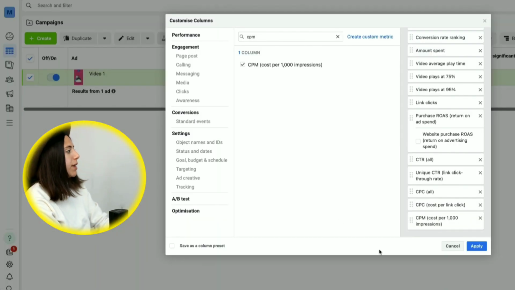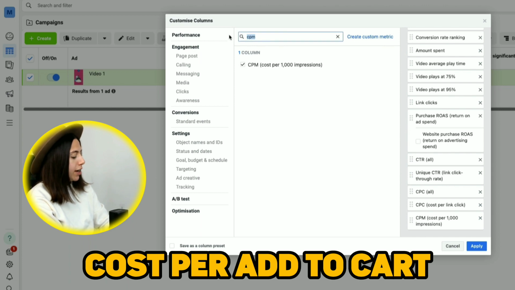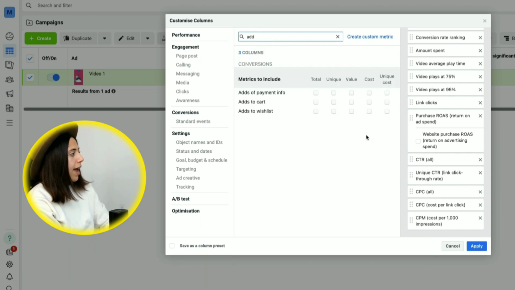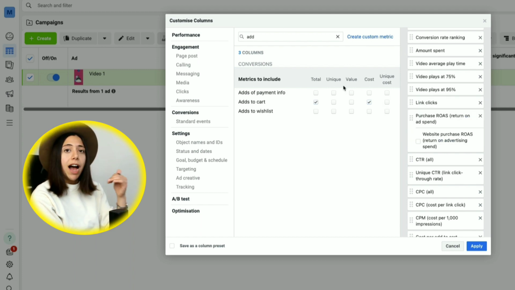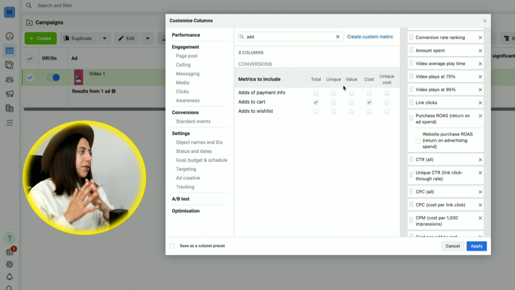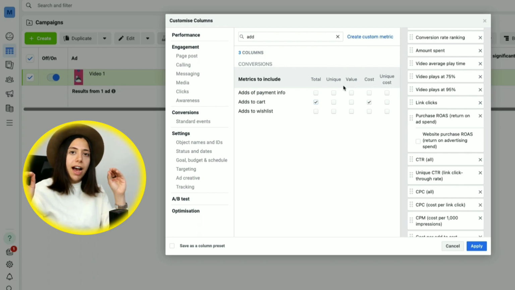So over here, we have the cost per add to cart. So I like to put add to cart over here, and I like to go for cost and then total. So that means how much it's costing me to get an add to cart and the total add to cart I get.